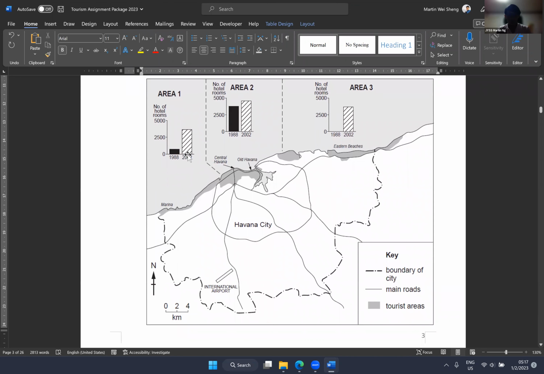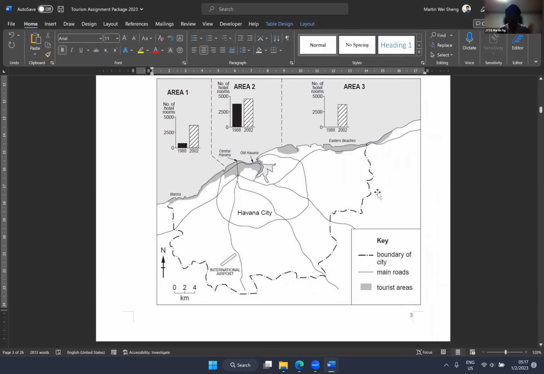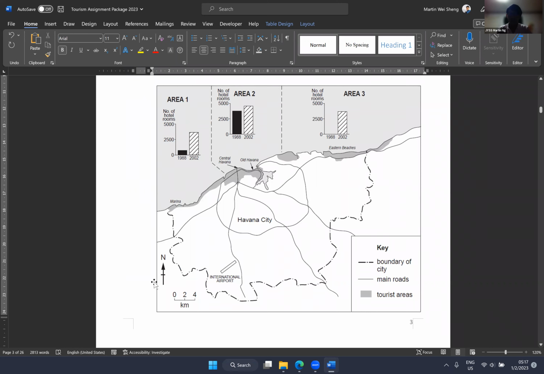So let's take a look at this figure. Now, very important, whenever you see a figure like this, okay, please look for the compass direction. Okay, look for the legend as well as scale if there are any. Okay, so you would see that from 0 to 2 km, it is actually this length over here. All right, so let's just quickly look through this. Boundary of the city is this one. Okay, you see this dotted line. So anywhere within this dotted line here would be in Havana.